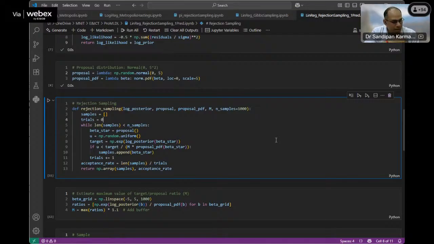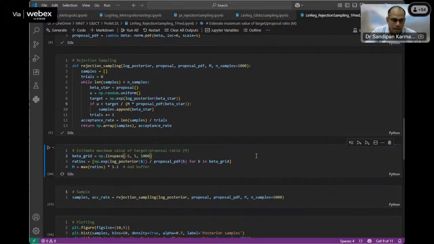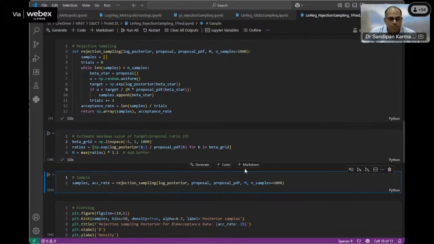Okay, so beta grid I have created, and then ratios I am creating, and m is coming as the max of these ratios multiplied by 1.1. This is just creating a buffer, right? Now samples I can generate using this rejection sampling, and you can see that it is working now. I am generating 5,000 samples.